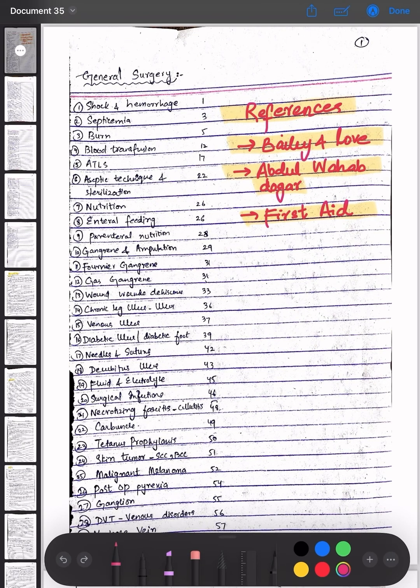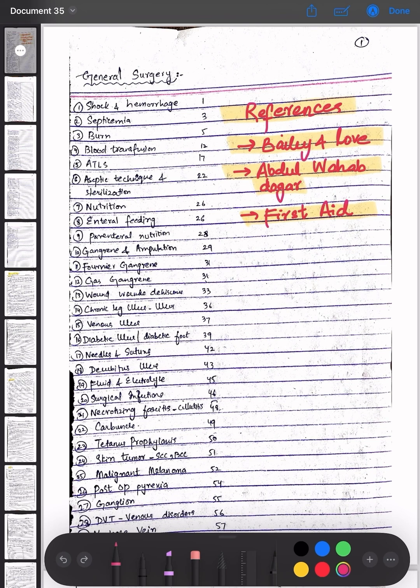Okay, so we are starting the preparation for surgery subject. We will discuss both the general surgery and the systemic surgery portion. These are the handwritten notes which are written from the general surgery and systemic surgery book of Bailey and Love, Abdul Wahab Dogar, and also it includes the important points from First Aid book.